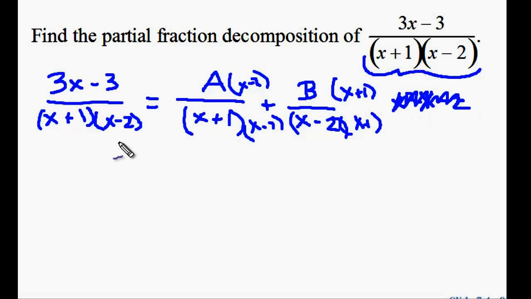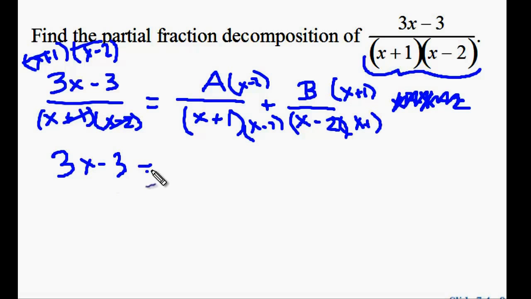Then we need to multiply both sides of the equation by (x + 1)(x - 2). What we are doing is canceling the denominator all the way across. And what we are left with is 3x - 3 = A(x - 2) + B(x + 1).